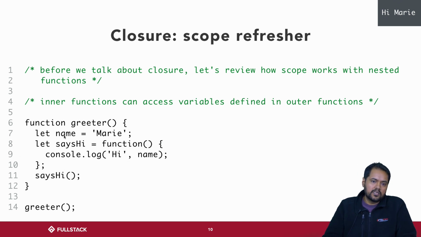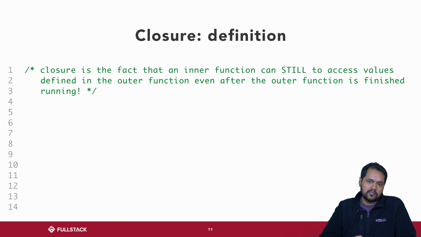So now what is closure? Because there is something happening here. There is a closure happening even in the code that you see in front of you right now. So let's first define closure. Closure is the fact that an inner function can still access the values defined in the outer function even after the outer function has finished running. Okay, so this will take a moment to really understand. I think examples are best.